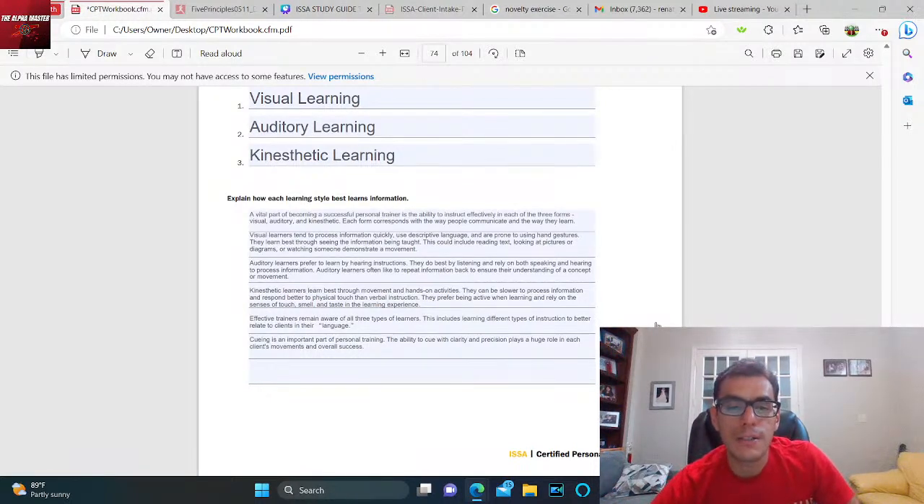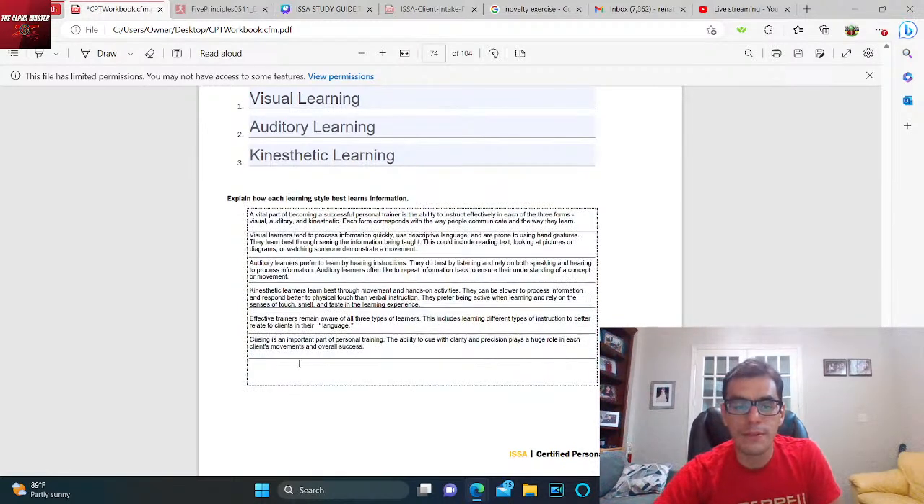Cueing is an important part of personal training. The ability to cue with clarity and precision plays a huge role in each client's movements and overall success.